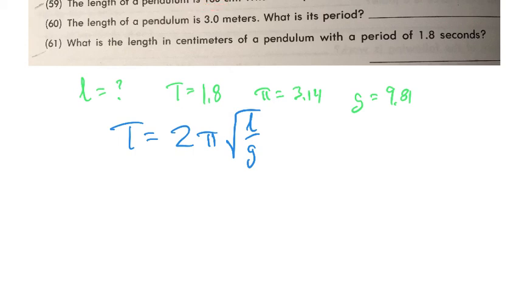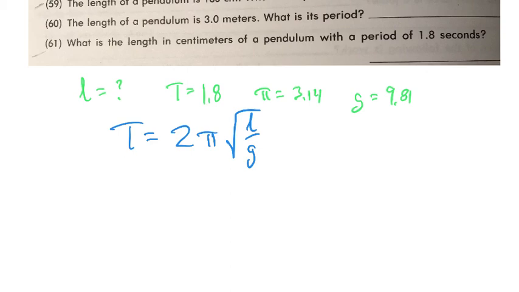And then 60 is another easy application. They already give it to you in meters, so that one's easy. You're just solving for the period. But let's talk about problem 61 because they want us to find the length in centimeters of the pendulum when we know that the period is 1.8.